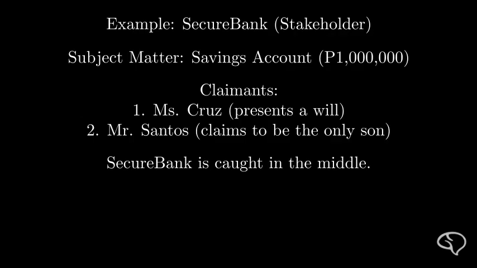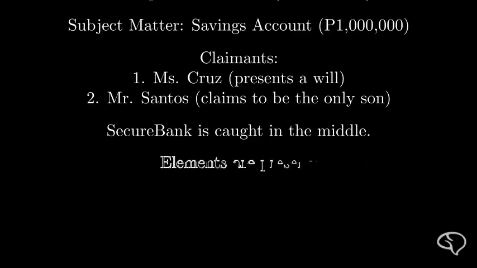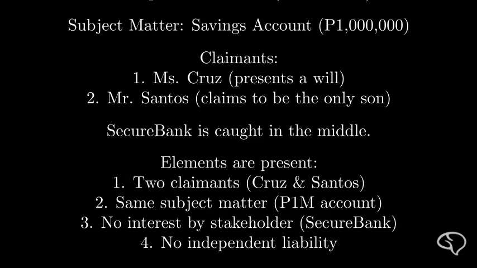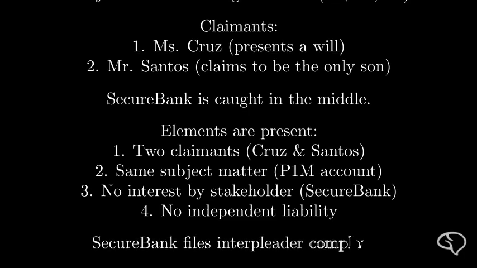Secure Bank has no interest in the money itself. They just want to give it to the right person. They also have no independent liability to either claimant. The four elements are present, so Secure Bank files an interpleader complaint in court. The complaint would name Ms. Cruz and Mr. Santos as defendants, describe the savings account, and explain the basis of each of their claims. The bank files the case.